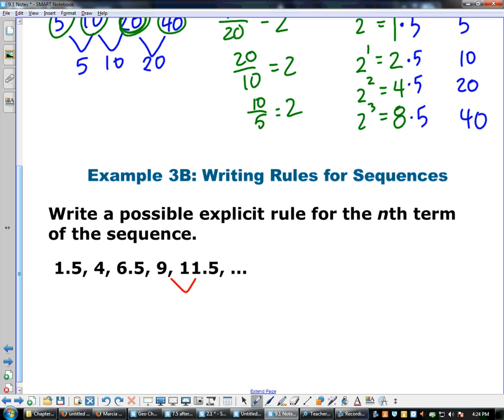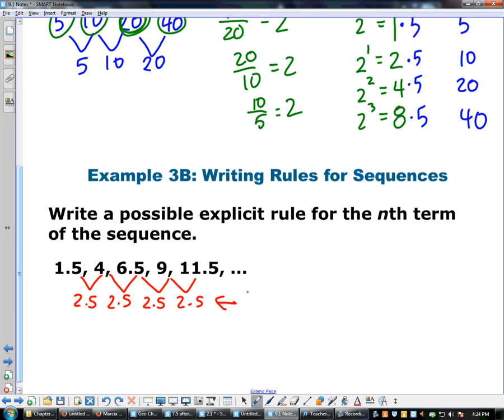So 11.5 minus 9 is 2.5. 9 minus 6.5 is again 2.5. Looks like we're in good shape here. Again, 2.5, and again here, 2.5. You lucked out, Miss Bella. You got a nice linear one. I did. I got the easy one here.